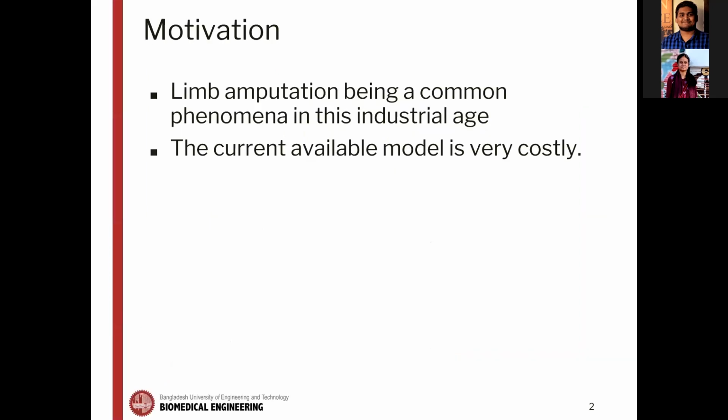We get motivation from here that according to World Health Organization, about 30 million people need limb amputation per year. So, limb amputation is a common phenomenon in this industrial age, but the current available model is very costly, which is out of financial capability of different countries like ours.